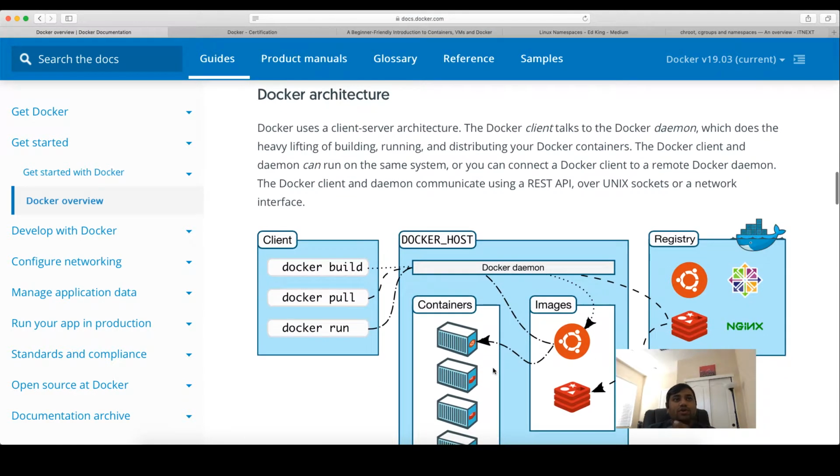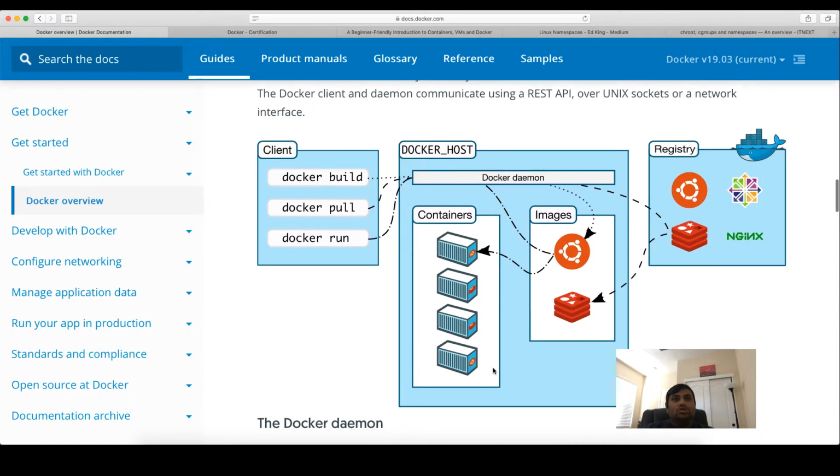So let's quickly go over the Docker architecture. In this diagram, you can see in the middle we have the Docker host. The Docker host is nothing but a machine running your Docker server, which is also depicted with the help of your Docker daemon. On the left-hand side, we have a client machine where we have a Docker client installed, and the Docker client is communicating with the Docker host, and it's actually communicating with the Docker daemon.